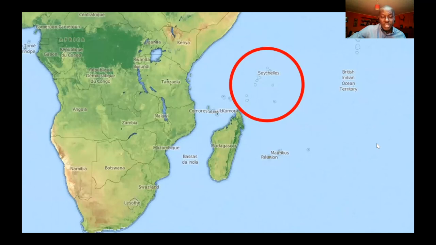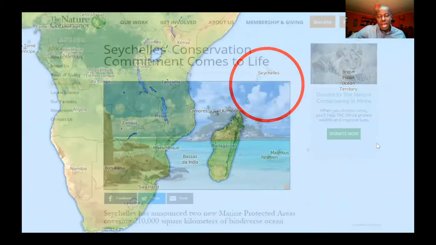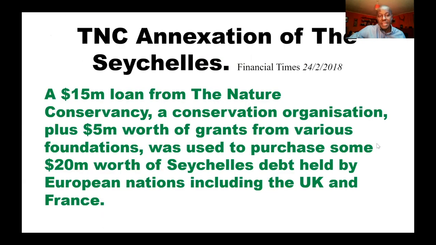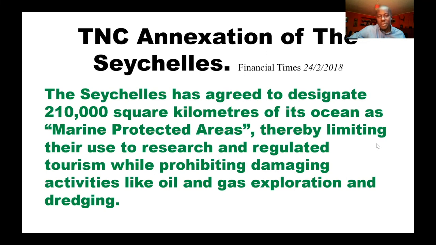I'd just like to illustrate what the Nature Conservancy, which is probably the worst example of this problem, is doing in Africa. There's that seascape around the Seychelles. The Nature Conservancy has basically annexed 210,000 square kilometers around the Seychelles. And this is by paying a $20 million sovereign debt loan owed by the Seychelles to various donors, which is a pretty small amount of money considering this. So they handed over control of this 210,000 square kilometers to the Nature Conservancy, which has to be consulted by anyone wanting to do oil exploration, shipping, or whatever through that area, which is controlled by this new power.